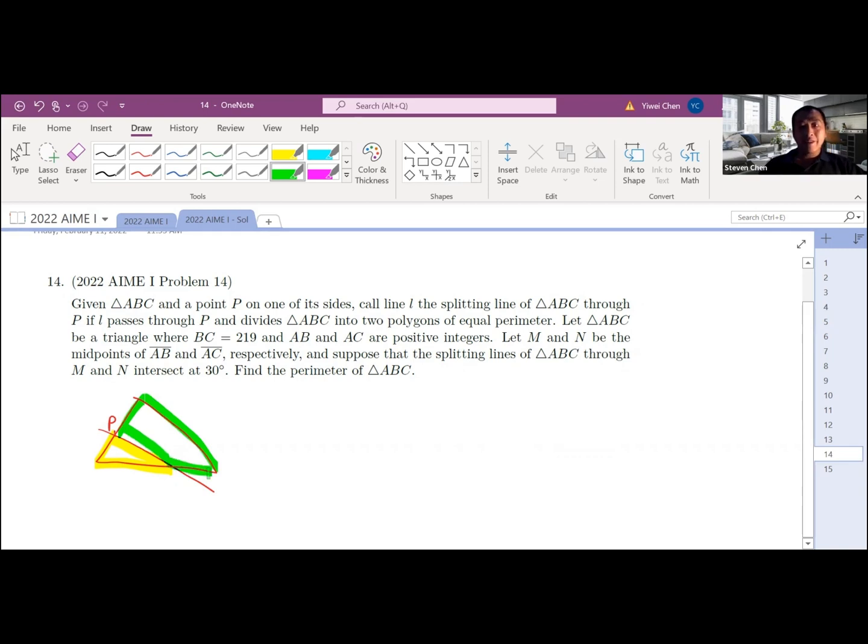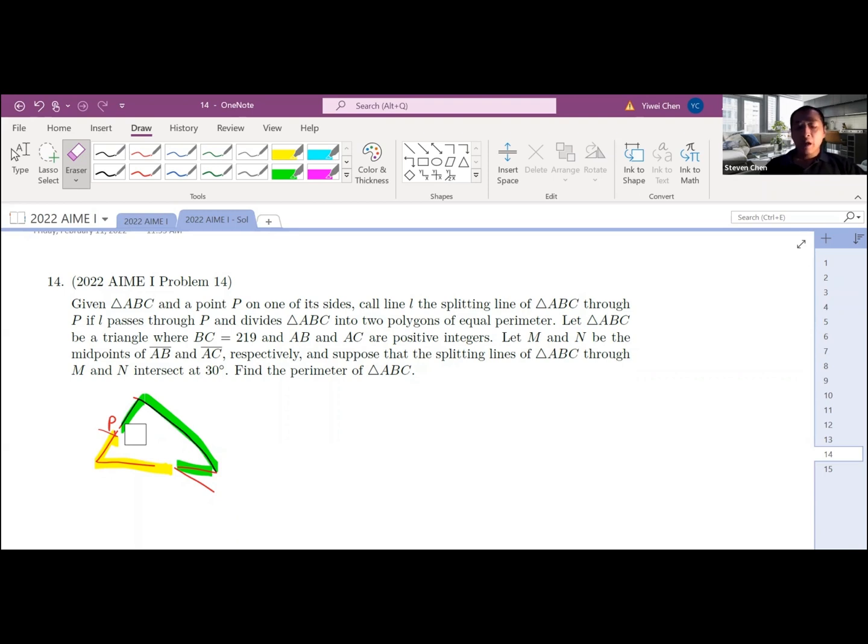And we observe that these two polygons share a common side. So that is essentially the splitting line, right? So we could remove their shared sides. So this is essentially saying that the length of the yellow part is equal to the length of the green part. So that is what a splitting line means in this problem.